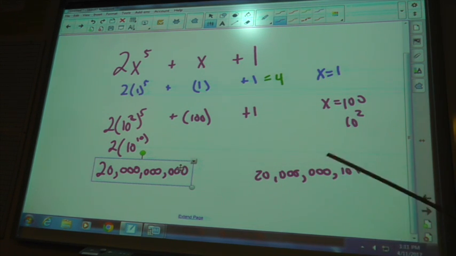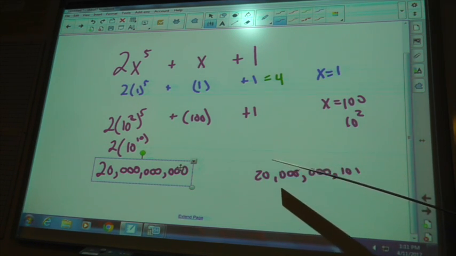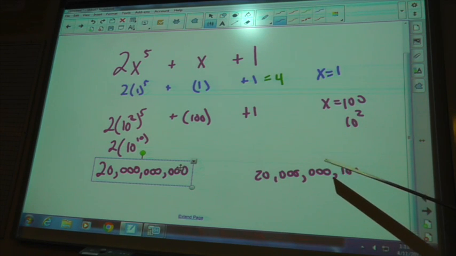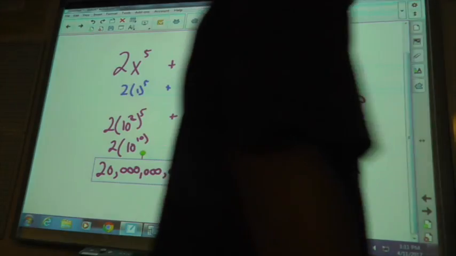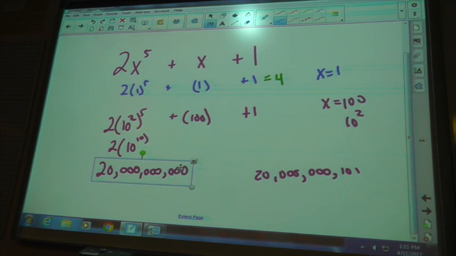I mean, what is this? If you wrote this in scientific notation, this would be 2.00000001. Very insignificant, right? So this is what we mean by, in the end, it doesn't really matter.